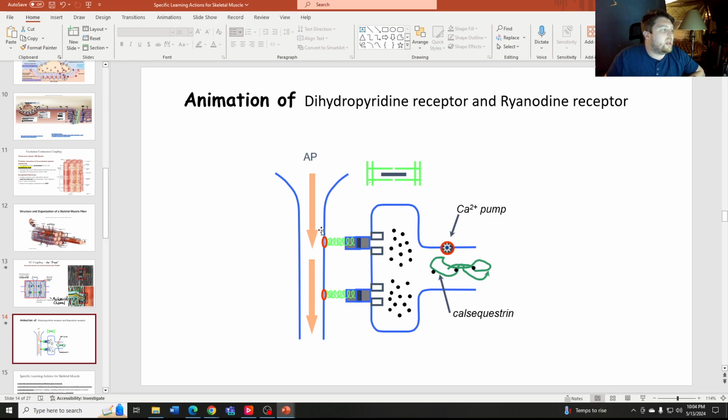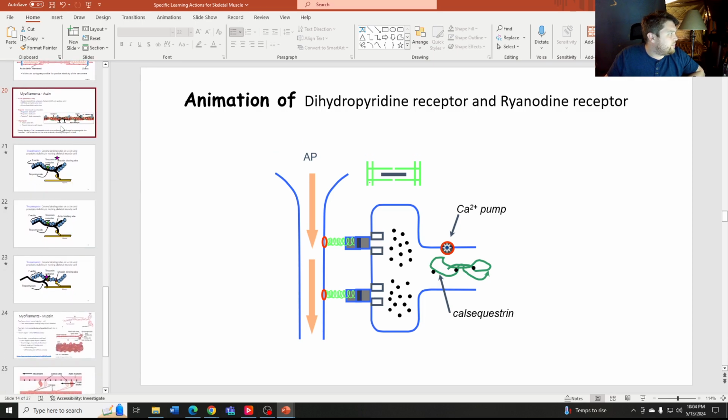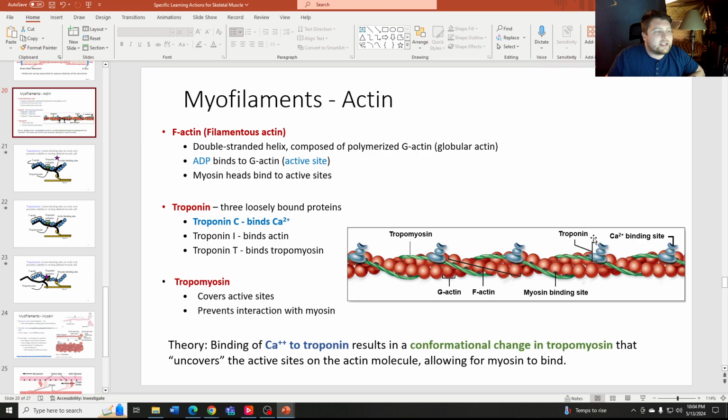Action potential comes through. The change in voltage activates the DHP receptors. That causes the mechanical ryanodine receptors to open, which releases calcium out into the cell. That calcium is going to come and bind onto the troponin C component of the troponin complex. When it binds onto troponin C, a lot like we saw with a lot of our different enzymes and reactions in biochemistry 1, things like hemoglobin, when oxygen binds, you get a conformational change.